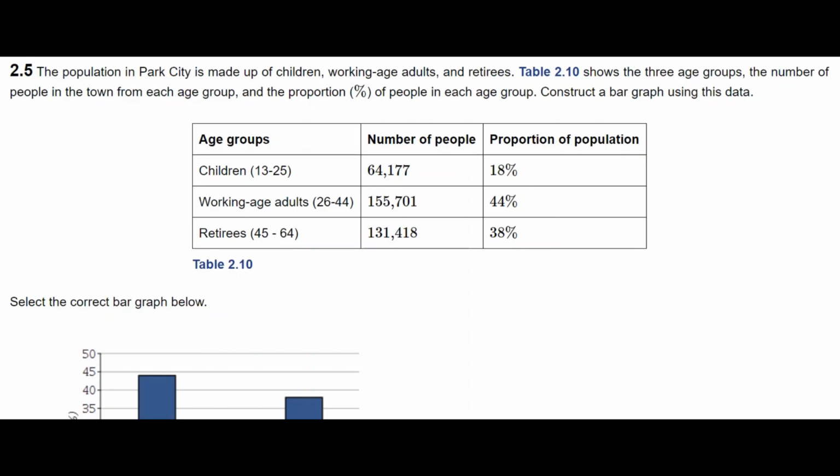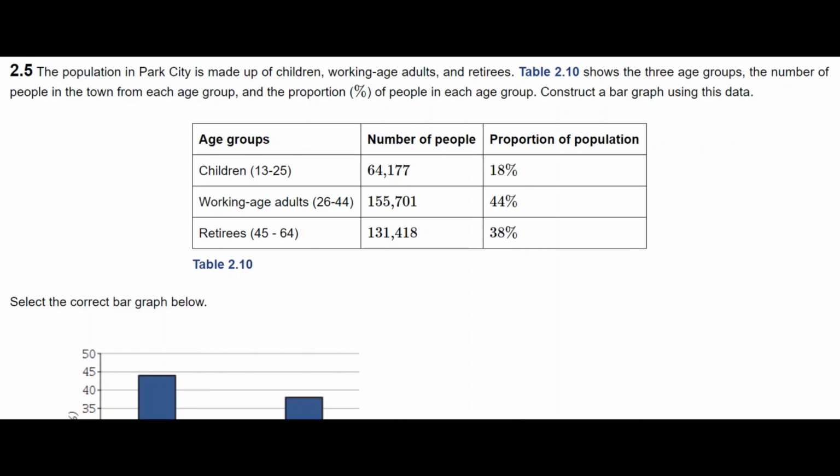The number of people in each age group is given in column 2, and the proportion of population of each age group is given in column 3 of table 2.10. We have to identify the correct bar graph that represents this information. And for that, just to save time, we try to remember that children are 18% in the population, working age adults are 44%, and retirees are 38%.